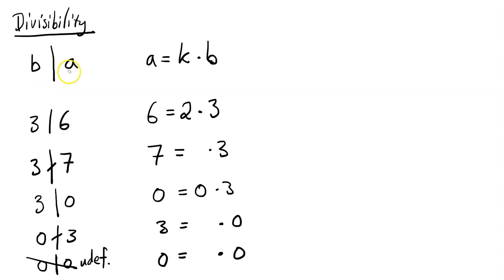Instead of saying that b divides a, synonyms are that b is a divisor of a, or b is a factor of a, or that a is a multiple of b. So those are synonymous terms, and instead of saying divisible, we could say that. Divisibility basically means that if you have a division, it gives you a remainder of 0.